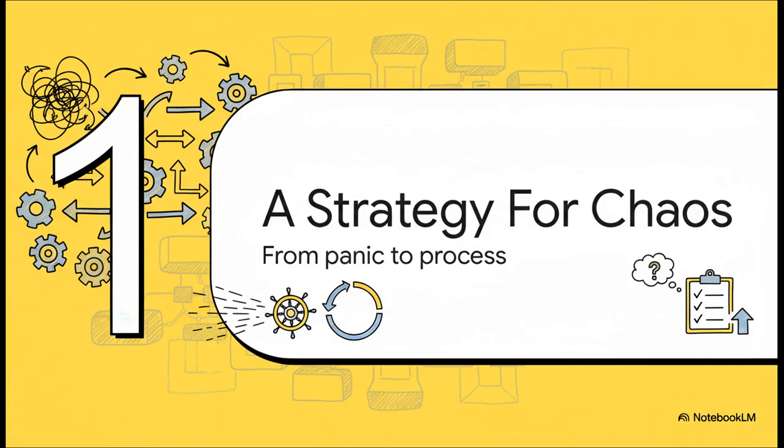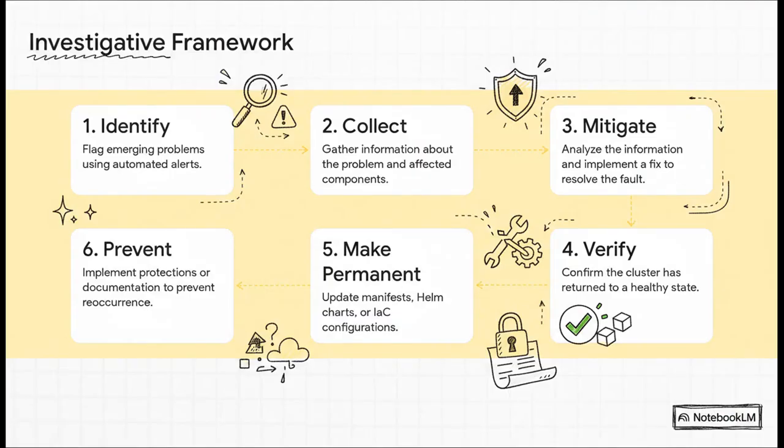So here's the thing. The secret to surviving a Kubernetes outage, it's not about memorizing every single error code out there. No way. It's about having a strategy for the chaos. We need to shift gears, move from that gut reaction panic to a process, something repeatable and reliable that you can lean on every single time. And this is that process.